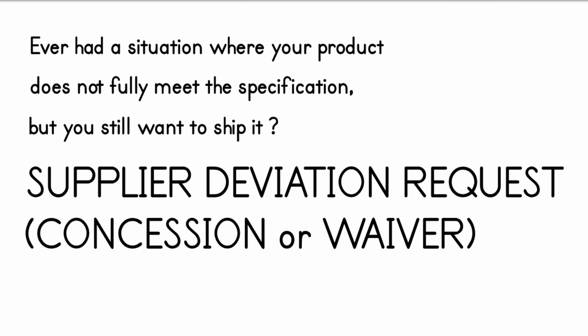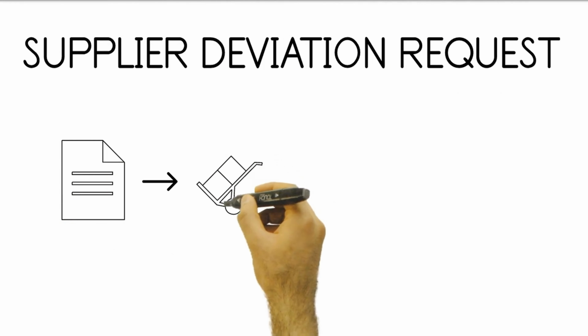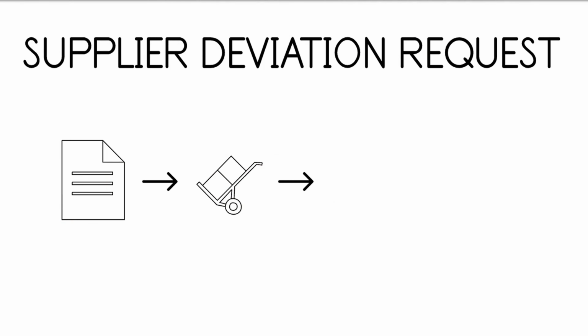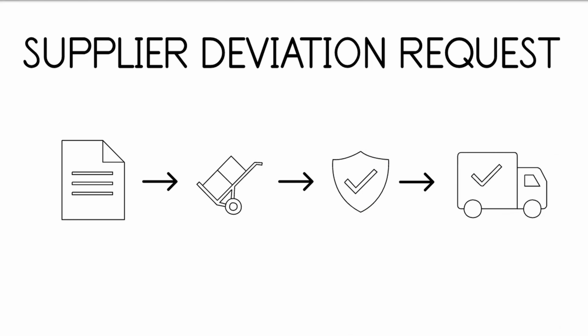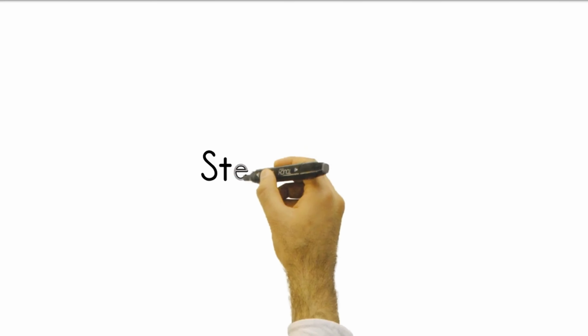Let's break it down. A supplier deviation request is a formal document that allows a supplier to request temporary approval to deliver parts that do not meet specification, but are still functional and safe for use. This request must be reviewed and approved before shipment. Here's how the process works, step by step.